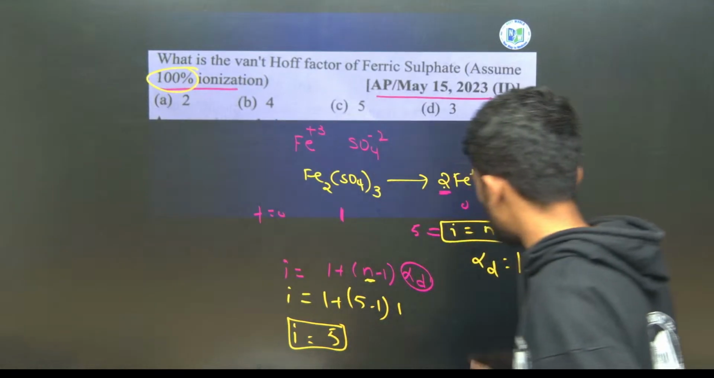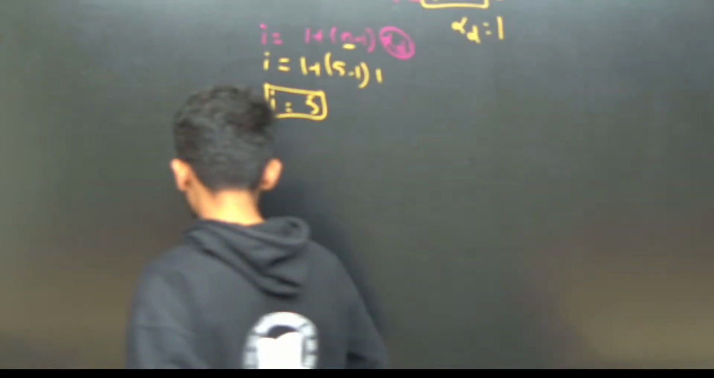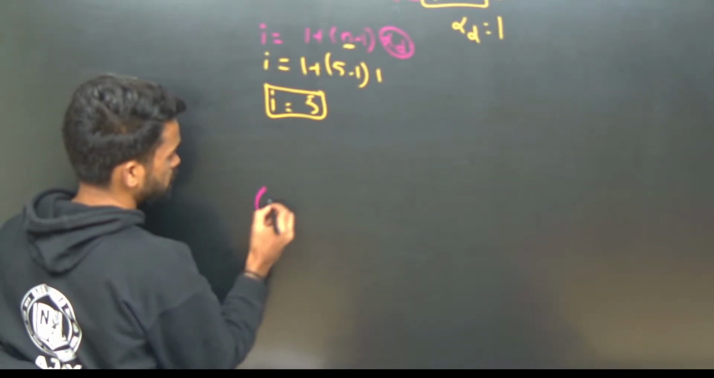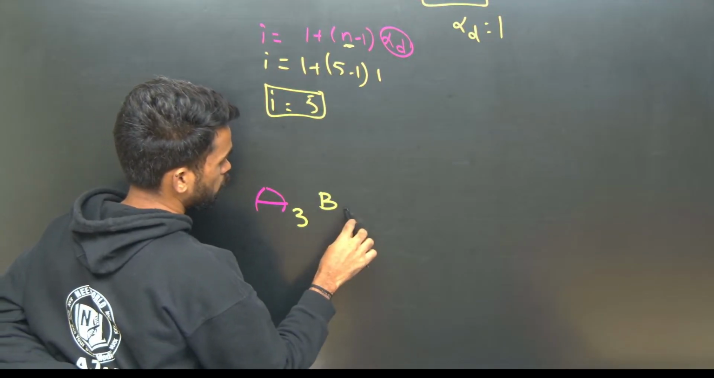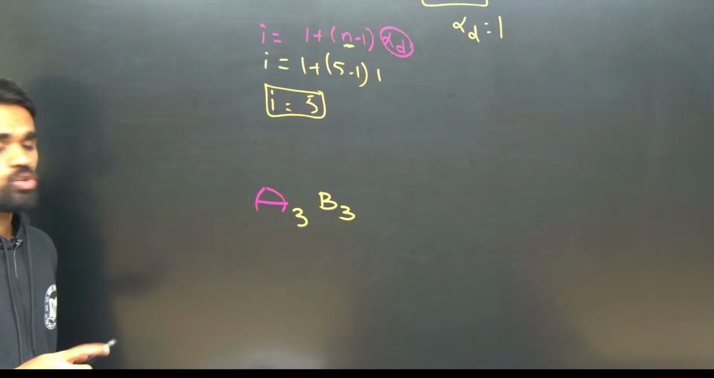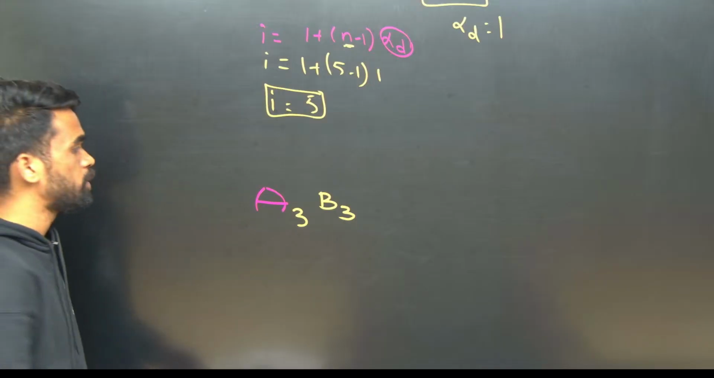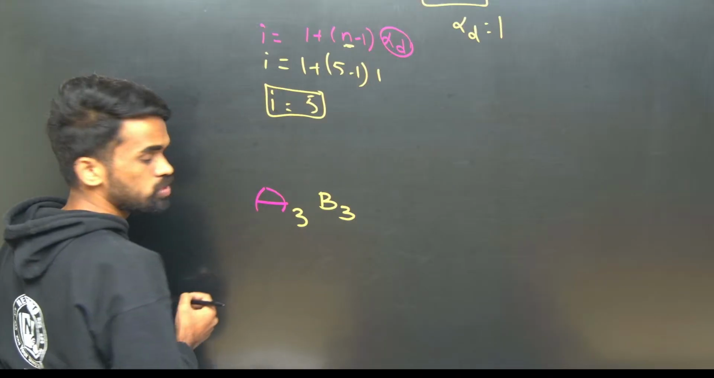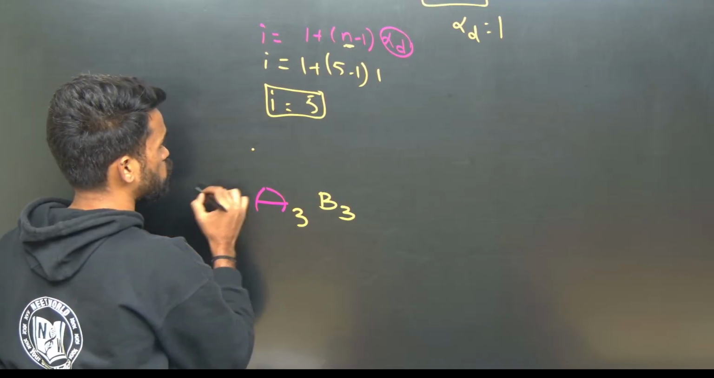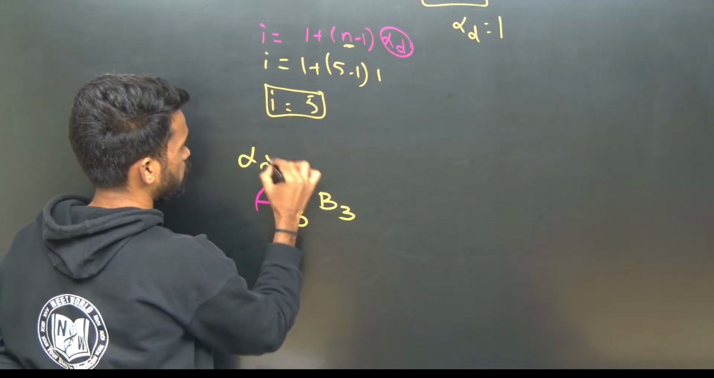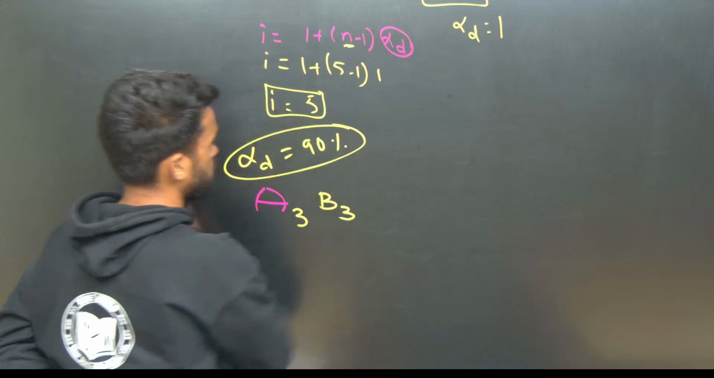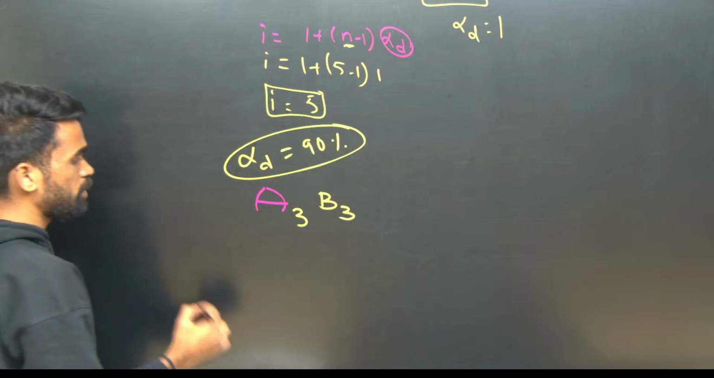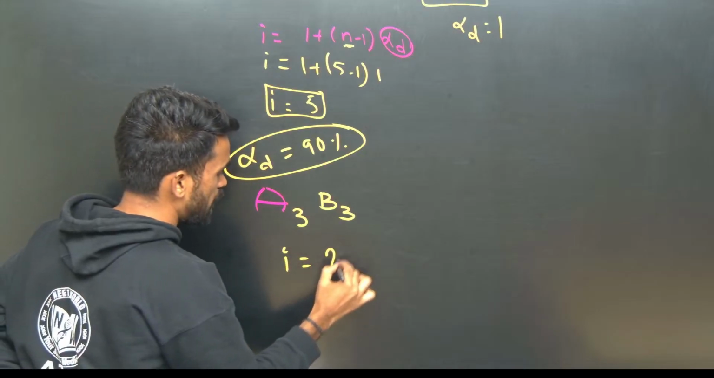So next, tell me for this, I have an electrolyte of this kind, A3B3. I have an electrolyte of A3B3 type. So what is the degree of dissociation? I am mentioning degree of dissociation alpha D equals 90%. So tell me what is its Van't Hoff factor? What is its i value?